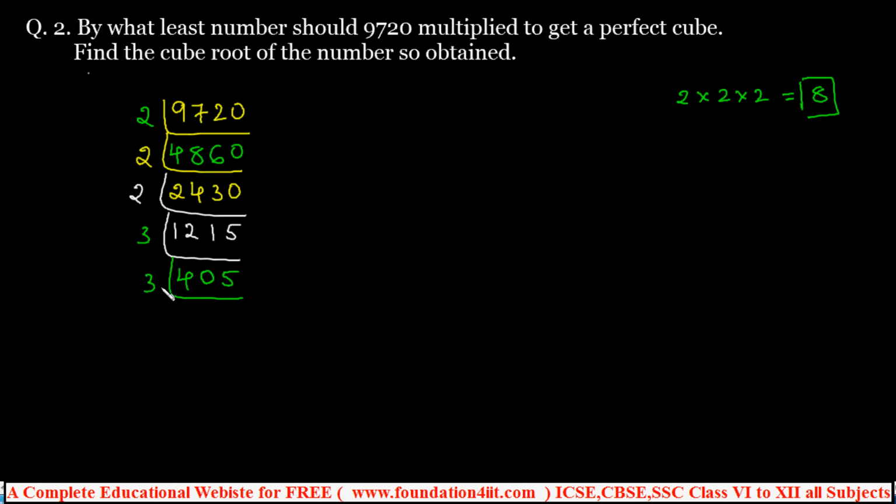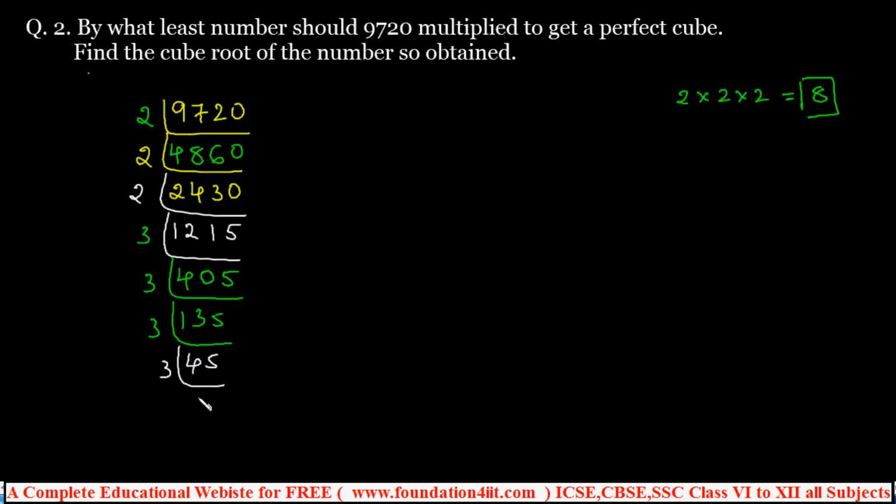And again with the 3 table. 3 1s are 3, 1 carry, 10. 3 3s are 9, 3 5s are 15, 1 extra. 1 plus 3, 4 plus 5, 9. So again reducible by the 3 table. 3 4s are 12, 5s are 15.